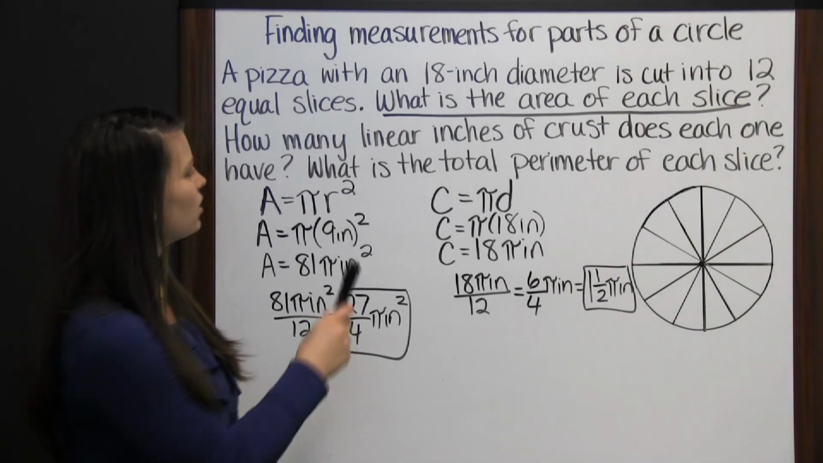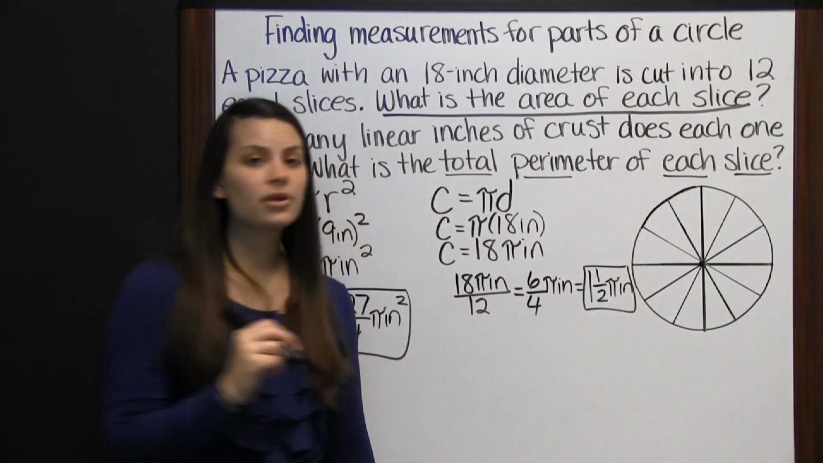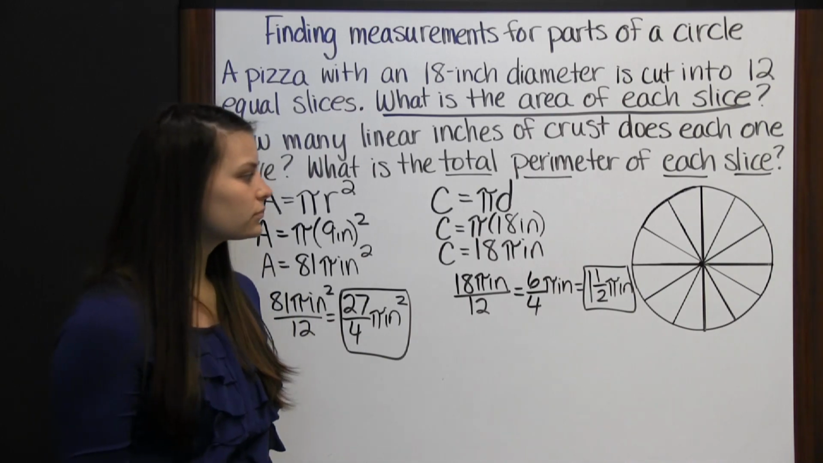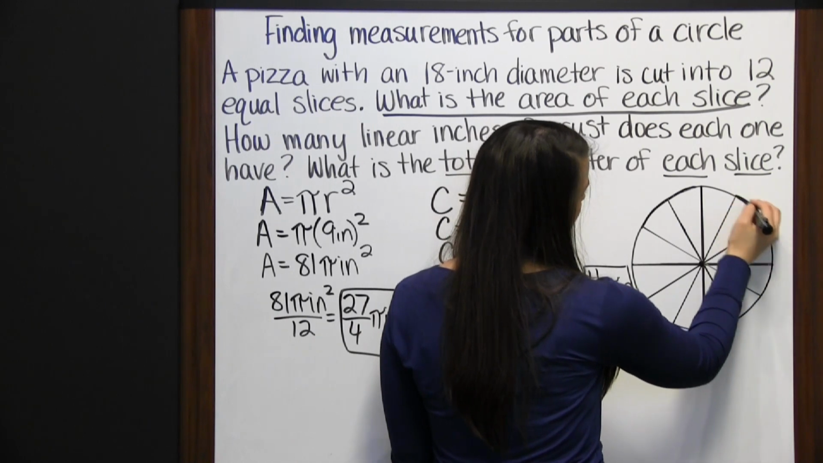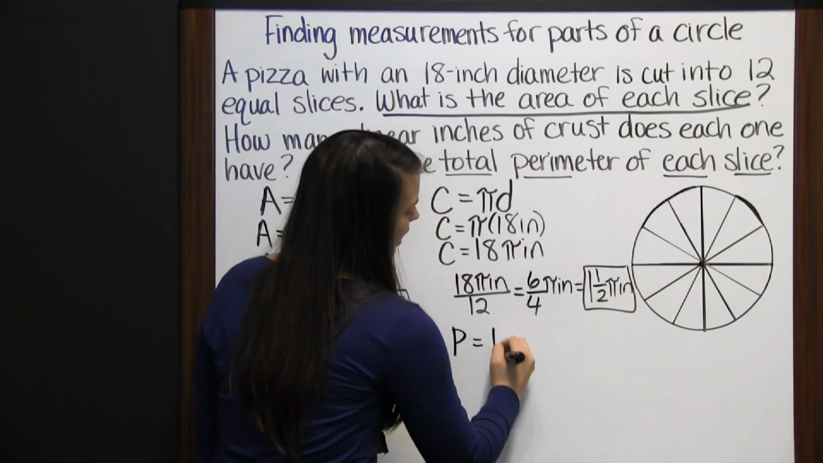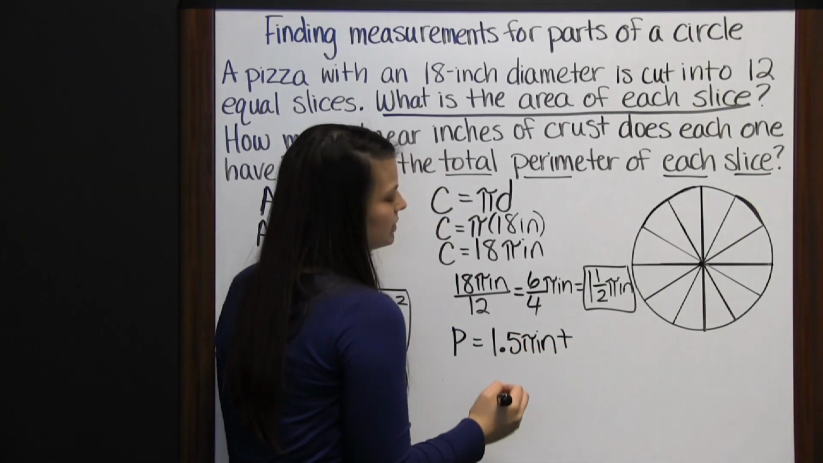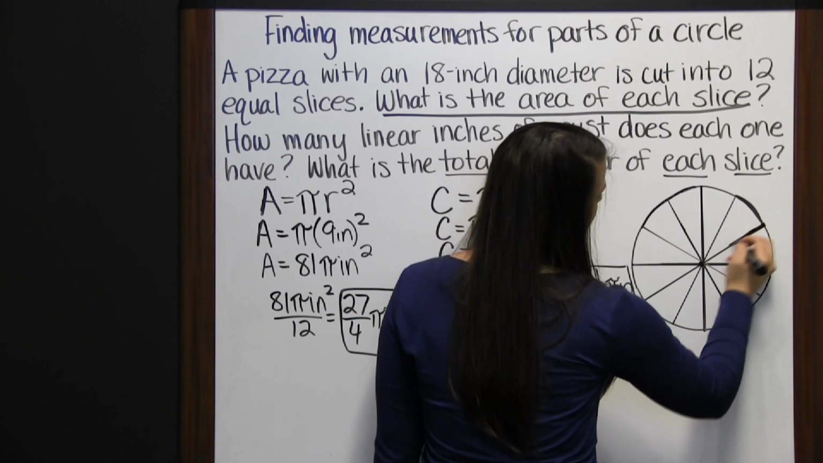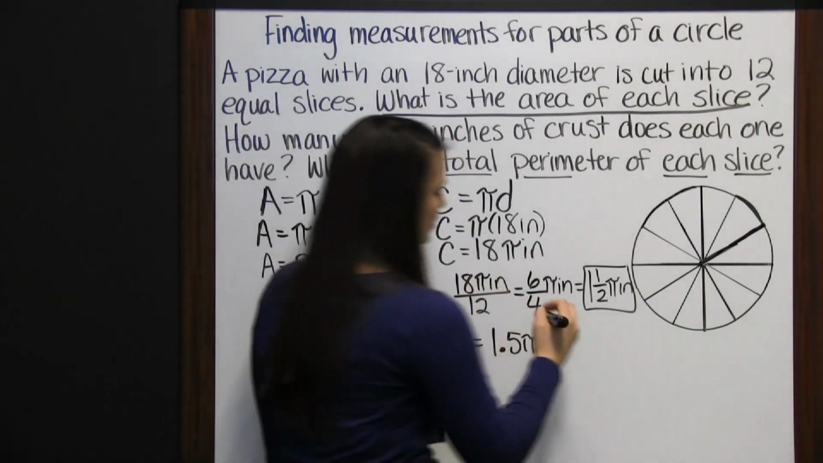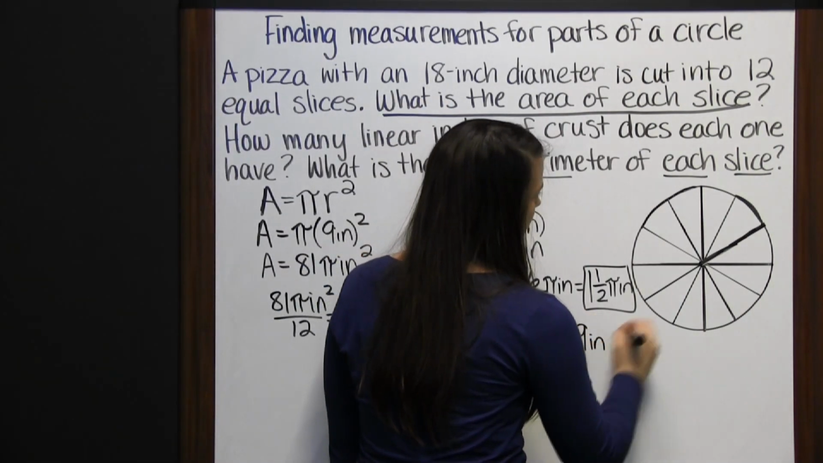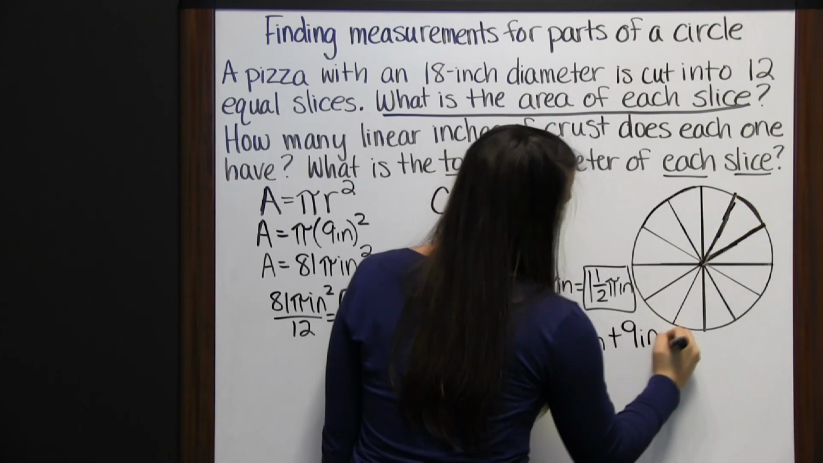The last question says, what is the total perimeter of each slice? So perimeter is the distance around. The perimeter of a slice of pizza would be our crust part, so that's that 1 1/2 pi inches, plus this segment, which is our radius, which we found earlier was half the diameter, so plus 9 inches, plus the radius again, so plus 9 inches again.